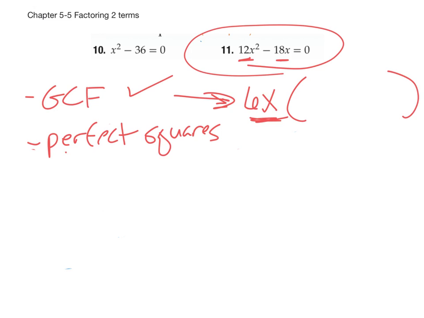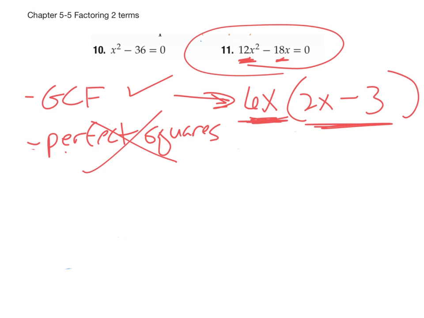And in parentheses, it's whatever is left over by dividing 6x into 12x, which is 2x. And we divide 6x into minus 18, we get minus 3. So the 6x is divided out of these two terms. And what you should be left with is a parentheses that has two terms, and then one greatest common factor. There is no perfect square in this one, so we don't have to do that step. We have it factored in this format.